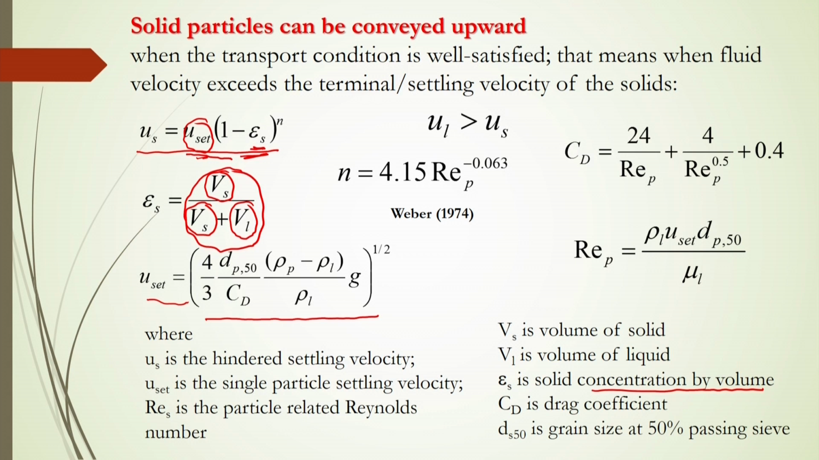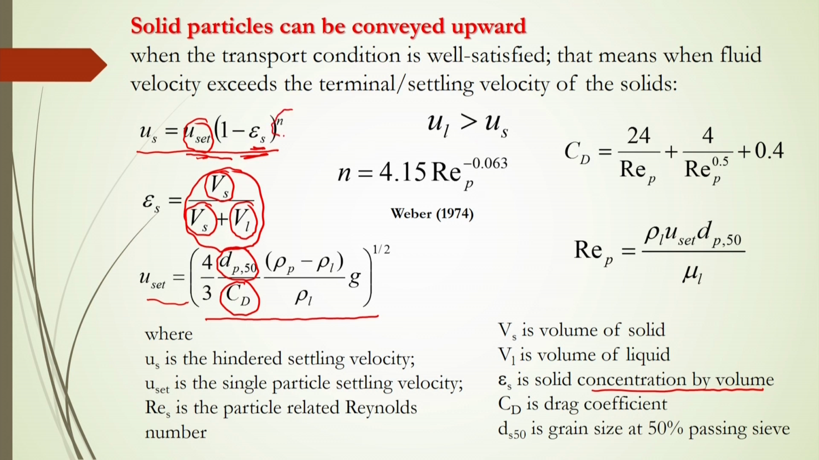Now, in this case you see CD is called the drag coefficient, already we have discussed in earlier lectures how to calculate the drag coefficient, and here dp50 is nothing but the particle diameter at 50%. What does it mean? The grain size or particle size at 50% passing through the sieve. Those particles which are coming down through the sieve will be considered as d50 here, and that d50 will be considered for the settling velocity of this particle.